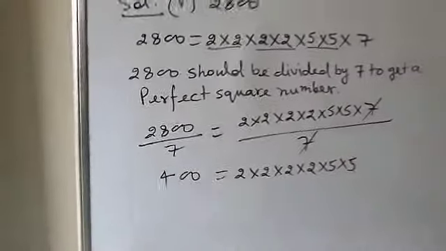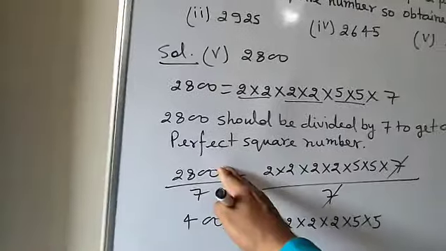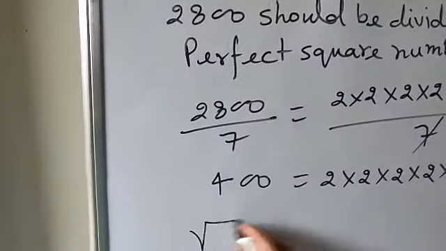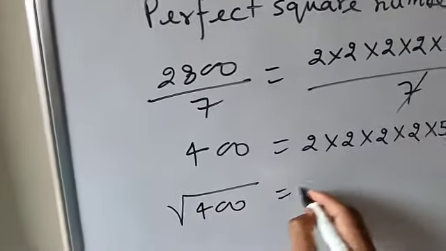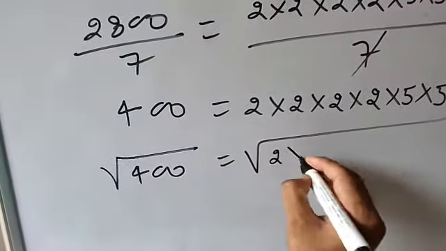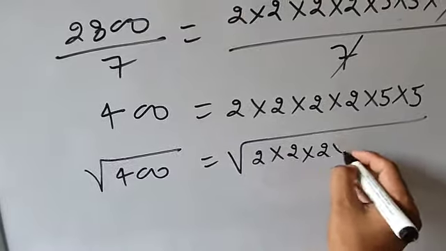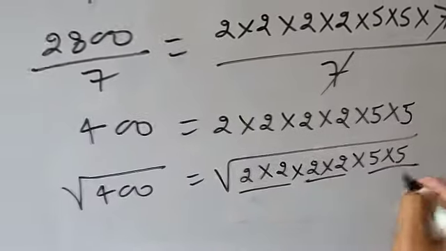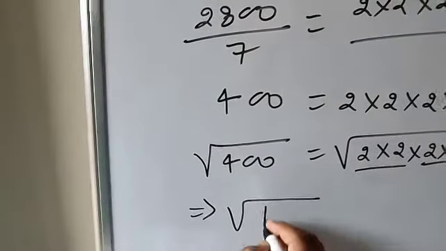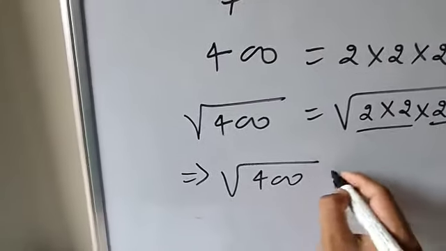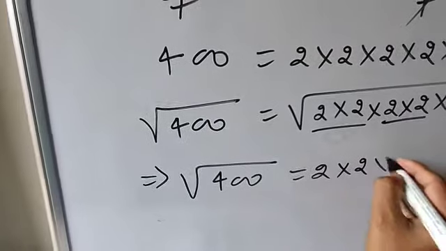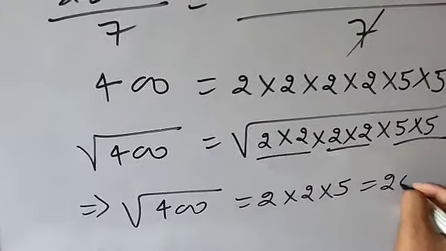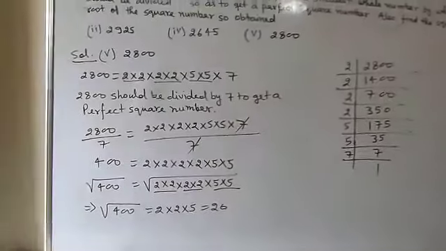Now you need to find the square root of that number. If you divide 2800 by 7, then you will get 400, that is a perfect square number. So the square root of 400 equals the square root of 2 into 2 into 2 into 2 into 5 into 5. Now all the numbers are in pairs, so the square root of 400 is equal to 2 into 2 into 5. You will pick one number from each pair. 2 2s are 4, 4 5s are 20. So the square root of 400 is 20.